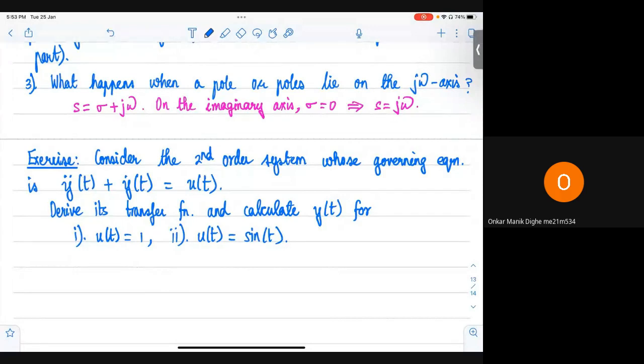As I mentioned, you don't need to submit it as homework. This is an exercise, but please do the problem and come to the next class. Then we will discuss the observations and the consequences, as to what happens when we have poles on the imaginary axis.